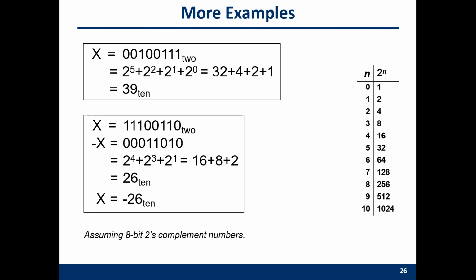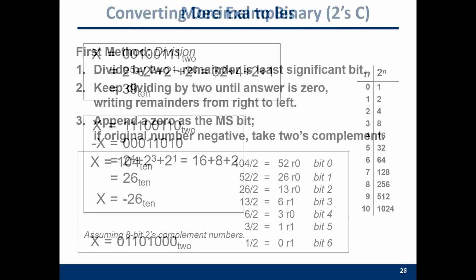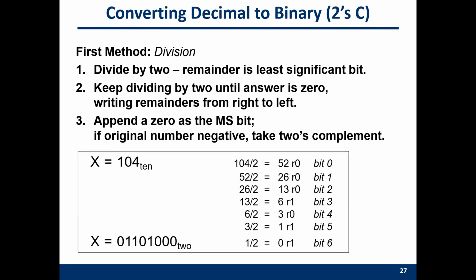When you have a negative number represented in two's complement form, you compute the one's complement form first, and then convert the number. So this is all for how to convert a binary number to its decimal form.